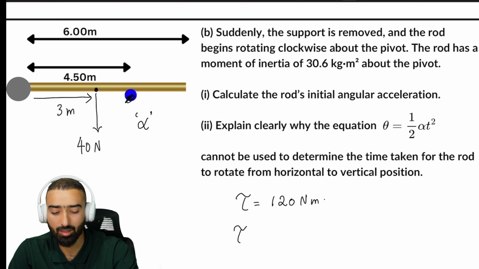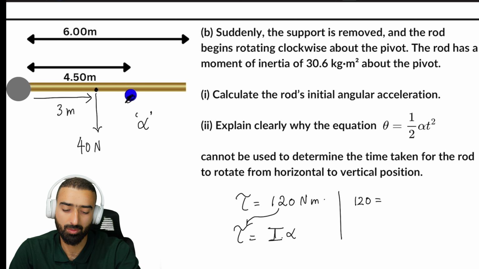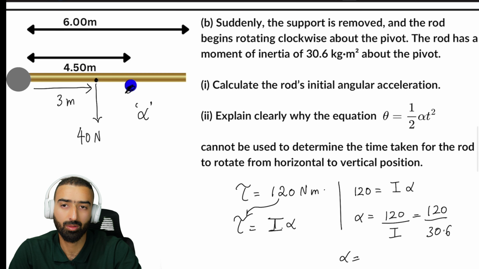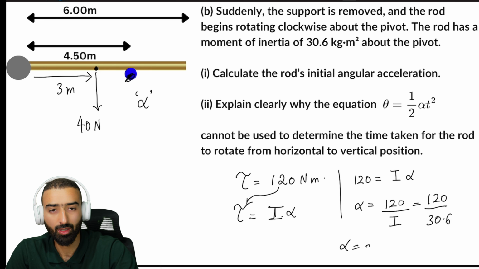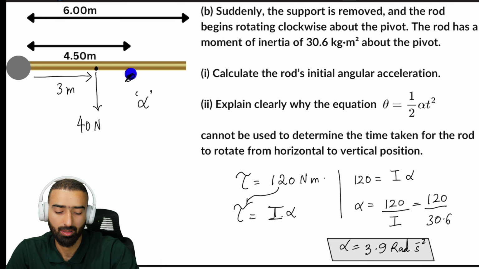We also know torque equals moment of inertia I times alpha. All right, so I can substitute it here and I get 120 equals moment of inertia times alpha. That means alpha is 120 divided by moment of inertia. That's 120 divided by 30.6. If you plug it into a calculator, we're going to get alpha as 3.9 radians per second squared. So that's our value of alpha.